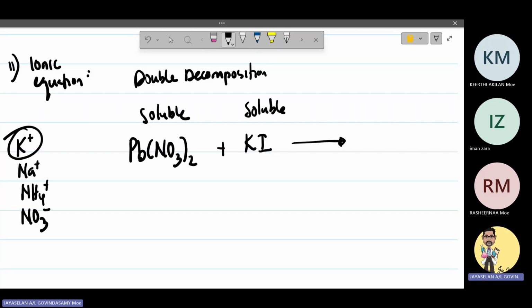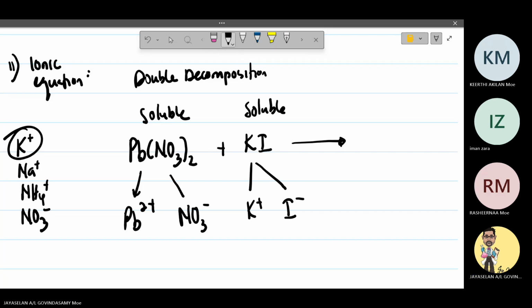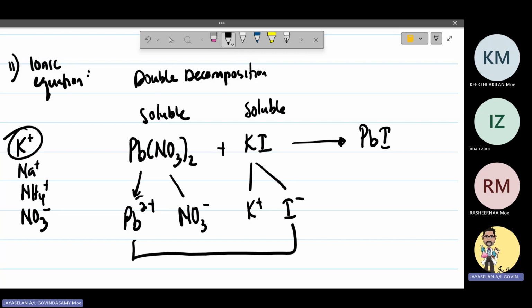Automatically one will be insoluble. Which one is insoluble? No need to memorize. Okay, what do y'all do here? Take out the ions. Pb2 positive, nitrate NO3 negative. Here, you take the potassium ion and iodide ion. Now you match the ions, join here. So what product will you get? PbI. You look at its value. Pb2 positive, so you must put PbI2.